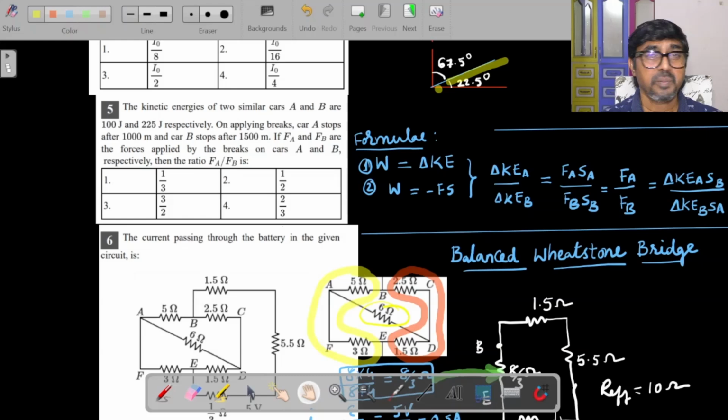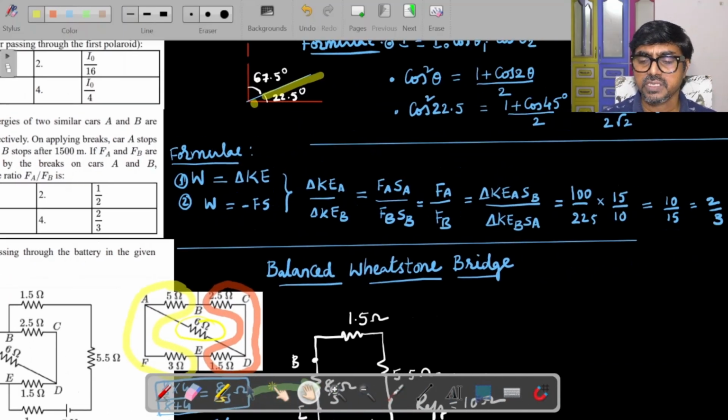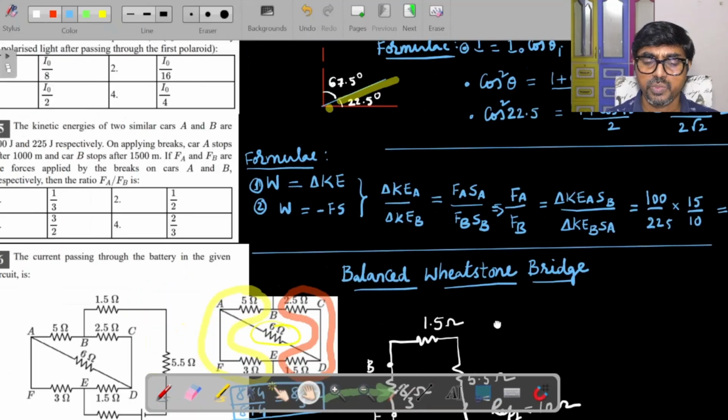Delta KE is going to be minus KE initial, because finally they will come to rest there, and work done equal to minus F into S, because we are dealing with retarding force. So that means kinetic energy is proportional to force into displacement. So the first car kinetic energy divided by second car kinetic energy equal to work done ratio, you have it there. So just rearranging it, you can calculate FA upon FB is equal to delta KEA into SB divided by delta KEB into SA. Simply substitute the values, you are getting 10 by 15 or 2 by 3. So I think it's a very simple question.